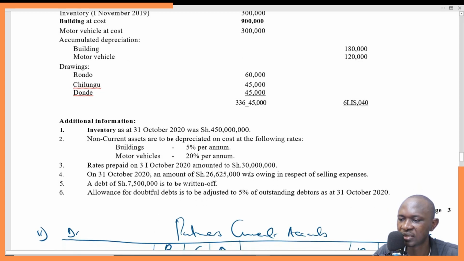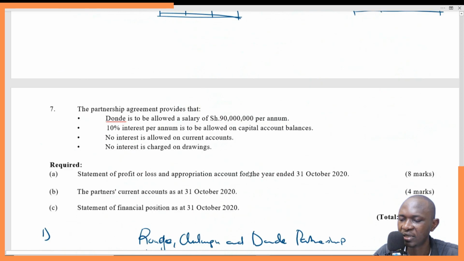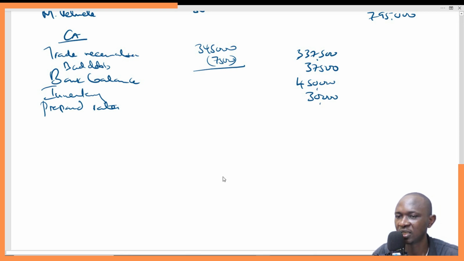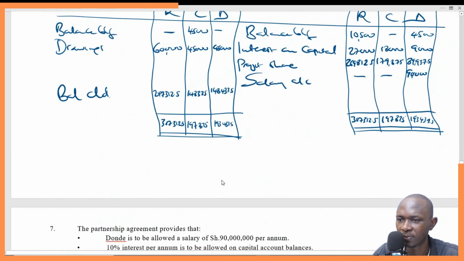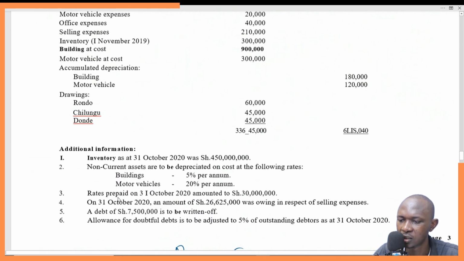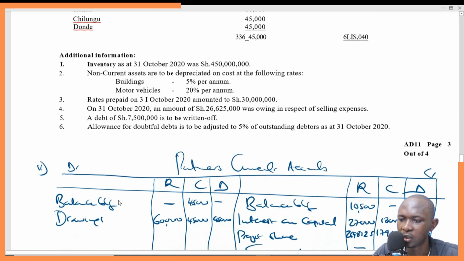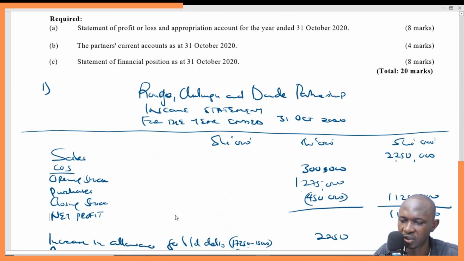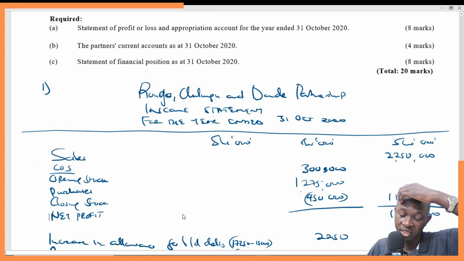Prepaid rates 30,000. Prepaid rates, we paid in advance, so that means our asset until the time when we'll utilize it. It's an asset, so we need to capture it as an asset. Then we continue. I think we've captured everything in terms of current assets.